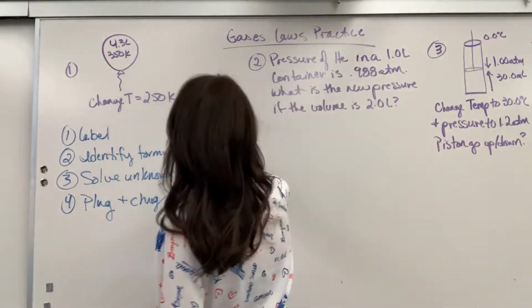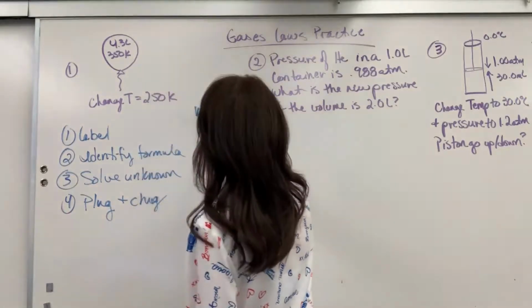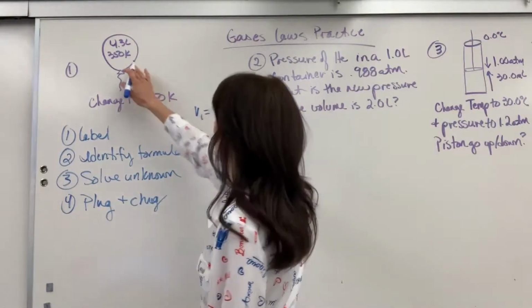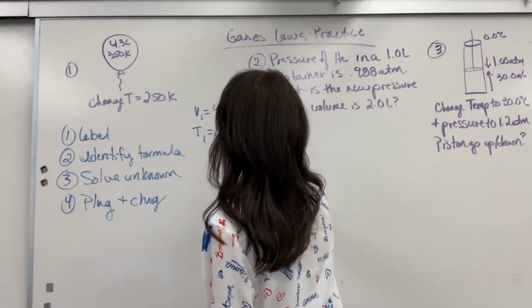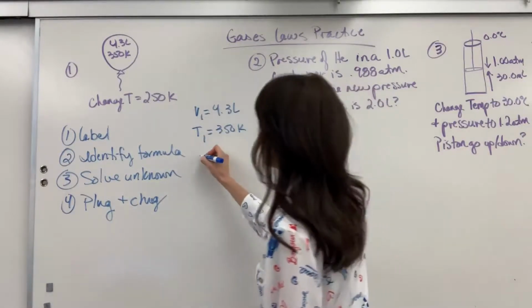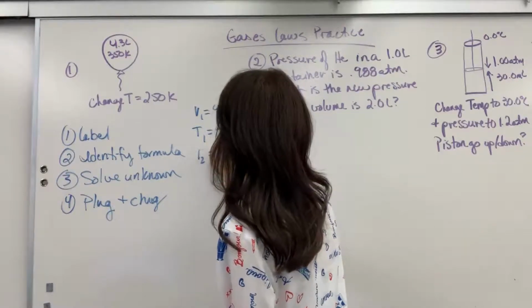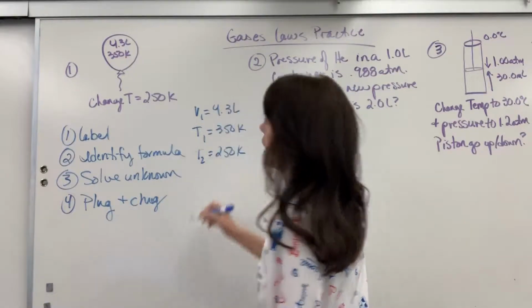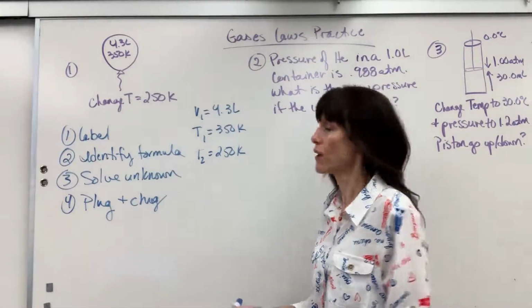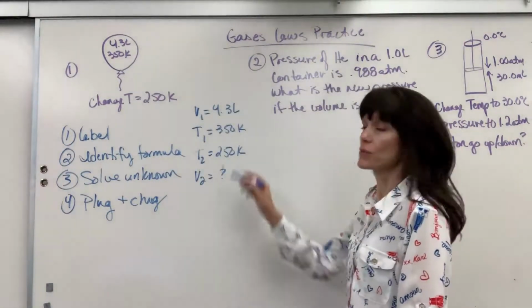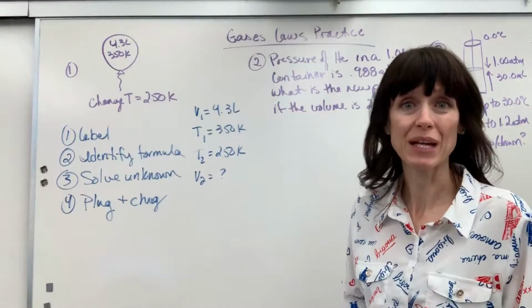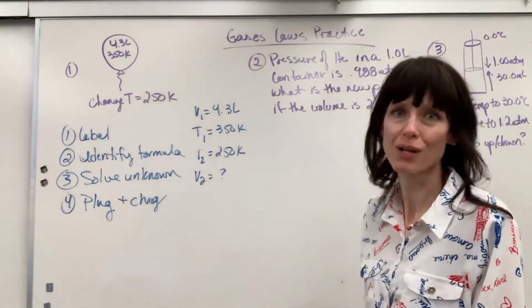All right, our initial volume is 4.3 liters. The initial temperature, T1, is 350 Kelvin. And we are going to change the temperature to 250 Kelvin. And what they want to know is what's the new volume. That's going to be our V2. All right, so I have everything labeled, and by having it all labeled, I can see this is Charles' law.